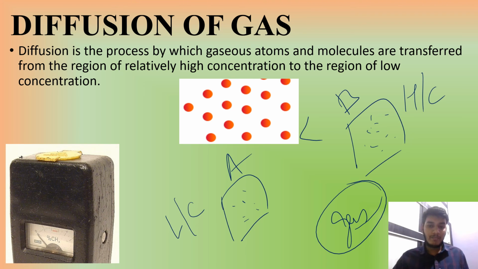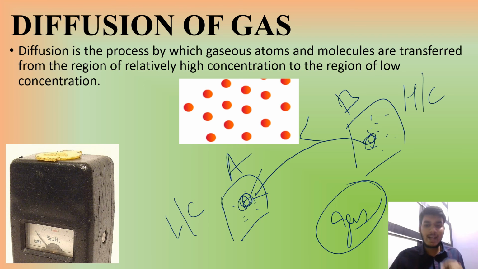Okay, so in order to attain equilibrium, the gaseous molecules will try to move towards A. So the diffusion process is defined as the process by which the gaseous atoms and molecules move from a region of higher concentration to the region of lower concentration, in order to achieve equilibrium. Okay, now let's see how we can use this principle in our methanometer.